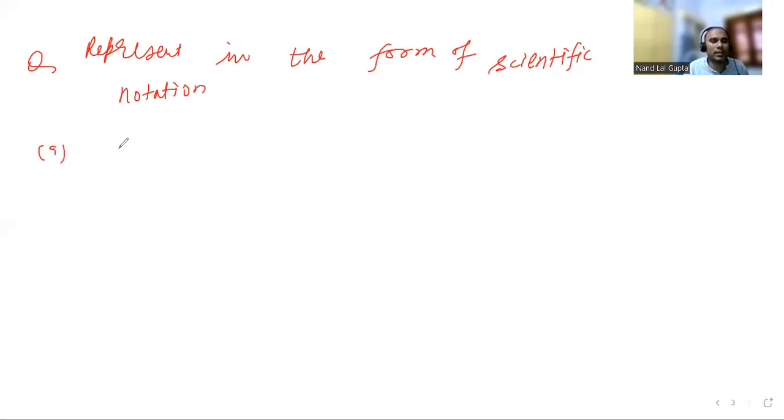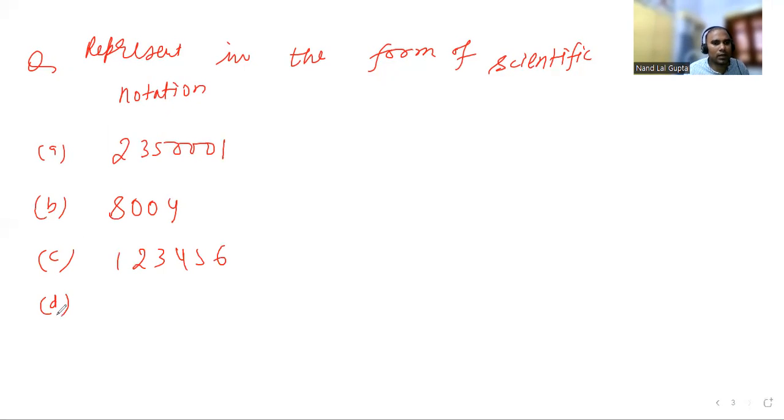Question A number: 2350001. B number: 8004. C number: 123456. D number: 6.0194. Okay, these 4 are there. If you represent these in the form of scientific notation, can you try? Try and send me immediately on my number. Just take a pic and send me. I will see if it is correct or not.